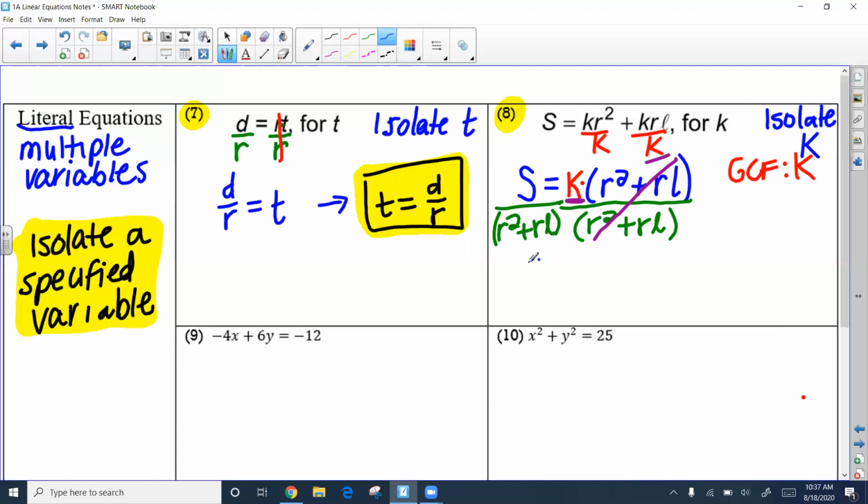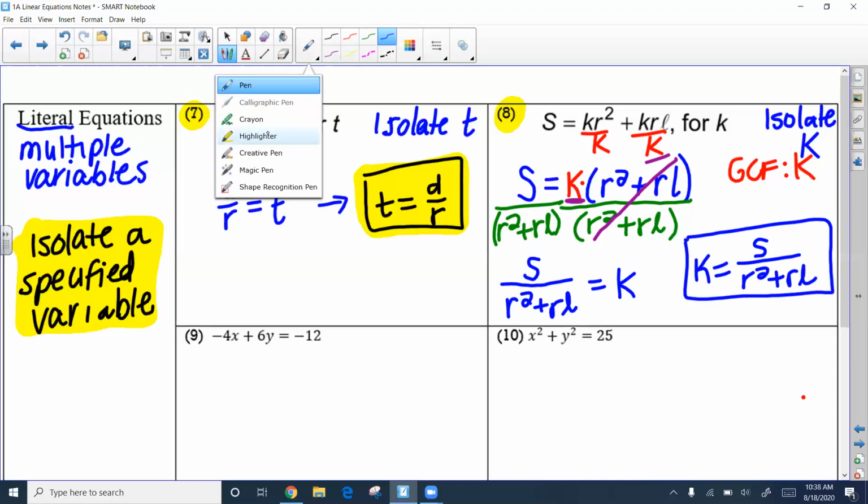So again, if we write it in the same order, we have S over R squared plus RL equals K. This is completely correct, but again, usually if we're isolating a variable, we like to put the variable by itself on the left side. So instead of writing it in this order, I'm just going to switch orders and put K equals S over R squared plus RL. Okay.